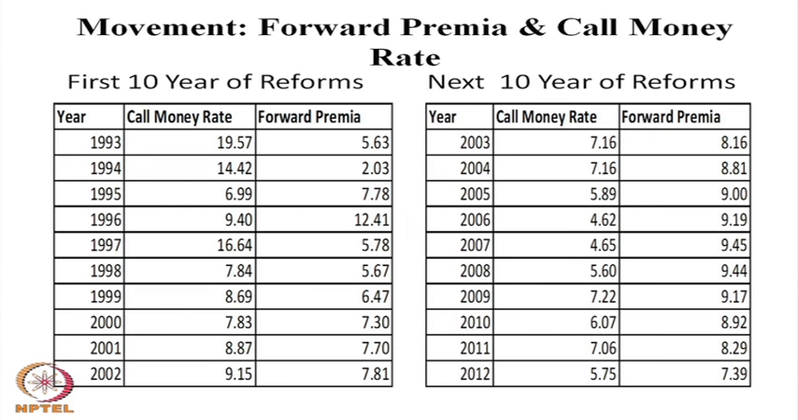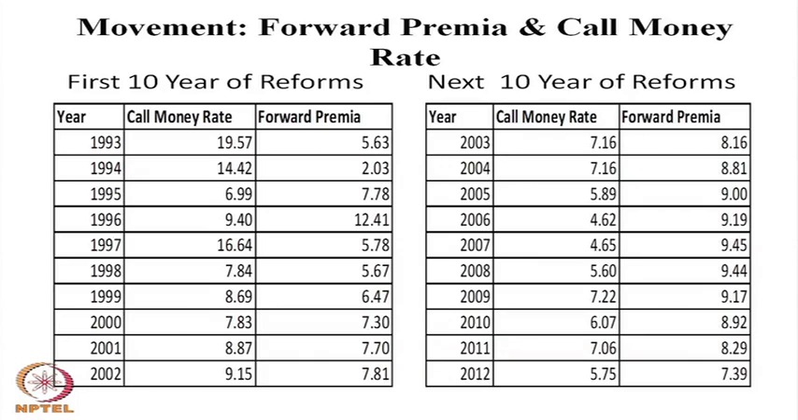If you observe the movement of forward premium and call money rate, the forward premium, as I mentioned earlier, matters when somebody converts domestic currency into foreign currency, or foreign currency into domestic currency, to take advantage of arbitrage. The arbitrage opportunity will be reduced because of the forward premium, and the forward premium indicates the fluctuation of the exchange rate.